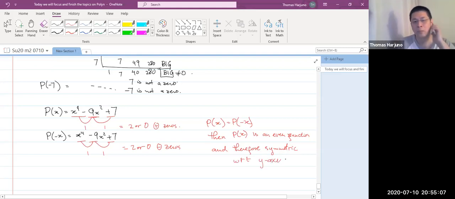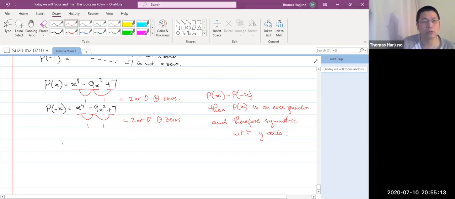Okay. Now let's try to solve this. I set this equal to 0, right? And all of a sudden, I hope you realize that we are looking at a quadratic-like equation. Let u equal x squared. So we get 0 equals u squared minus 9u plus 7.